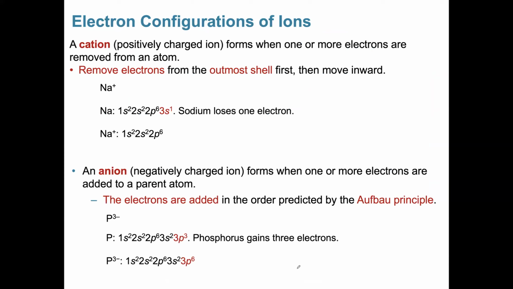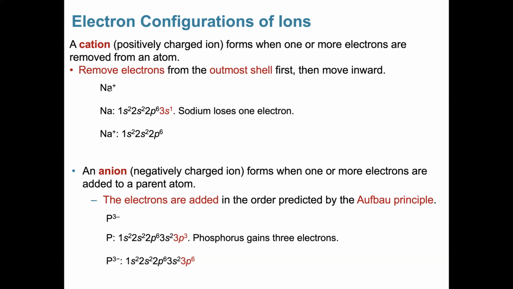A cation forms when one or more electrons are removed from an atom. So for example, if we look at sodium, sodium has the electron configuration of 1s2, 2s2, 2p6, 3s1. Now, we know that Na plus means you lose 1 electron, right? Since an electron has a negative charge, when you lose 1 electron, it becomes charged plus 1.